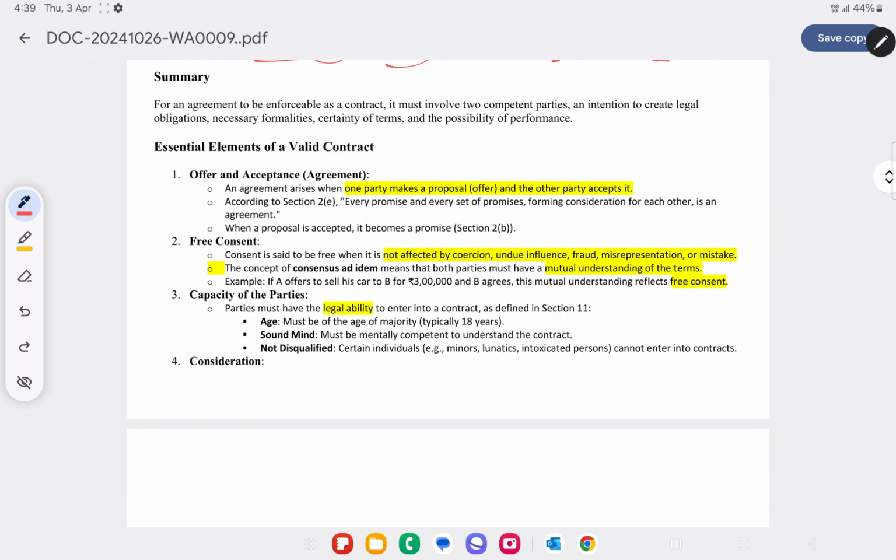And next is, what are the essential elements of a valid contract? This is as per the Indian Contract Act. What are the essential elements of a valid contract?